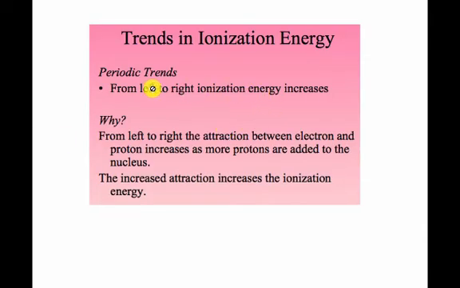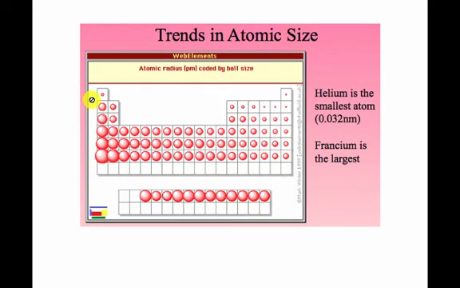Alright, so what do you need to get out of this? From left to right on the periodic table across a period, ionization energy is going to increase. Okay? If we go back to this picture here, we know that if we go from left to right, the atom gets smaller. Why is the atom getting smaller? Well, because the nucleus has a better ability to pull the electrons. Since it has a better ability to pull electrons, it makes sense that this side of the table is better at pulling electrons than this side of the table.